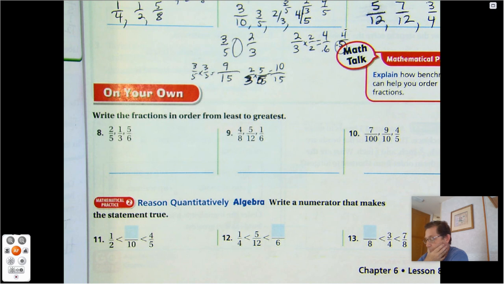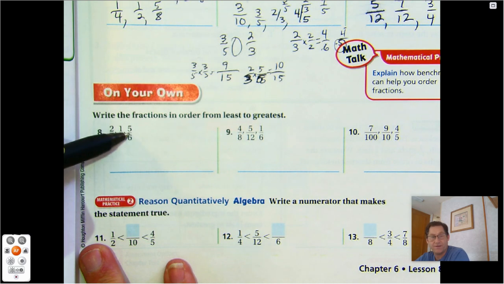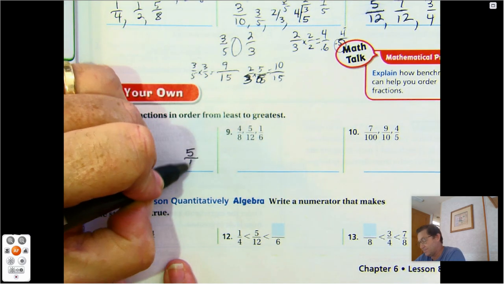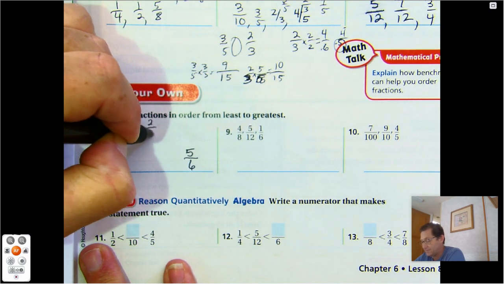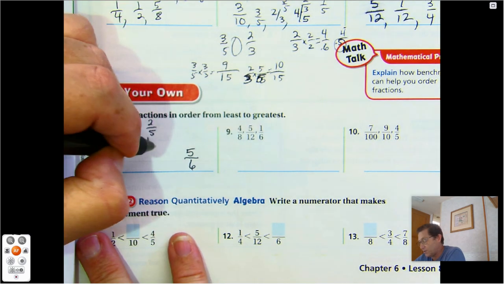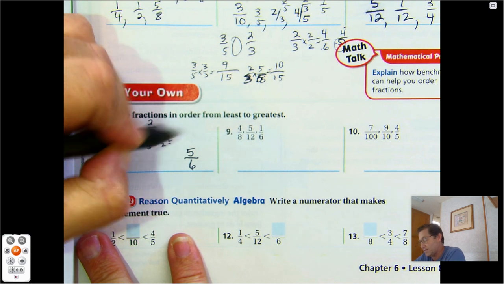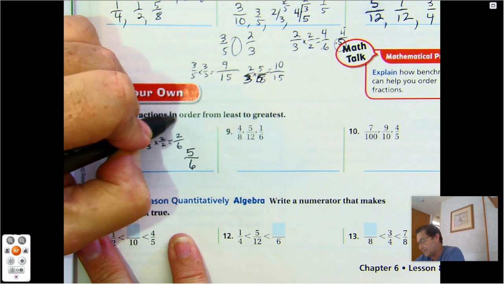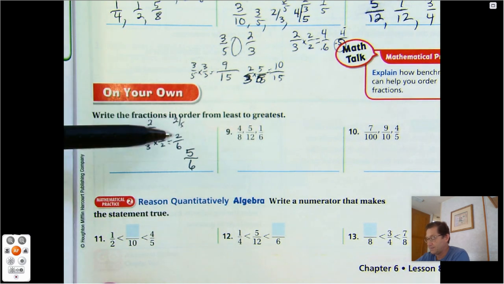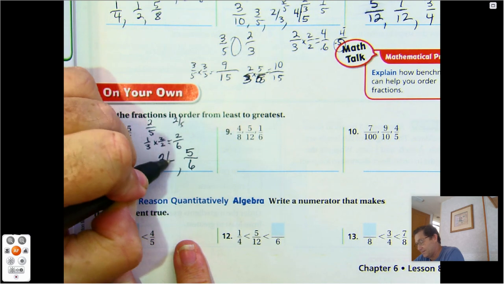Number 8, write the fractions from least to greatest again. These two fractions are less than 1/2. This one's greater than 1/2. So that's going to be my largest. And now I have to compare 2/5 and 1/3. Well, I'm going to change 1/3 so it has the same numerator as 2/5. So I'm going to multiply 1/3 by 2 over 2 to get 2/6. So we're comparing 2/5 to 2/6. Fifths are bigger than sixths, right? So 2/5 is bigger, and 1/3 is my smallest.